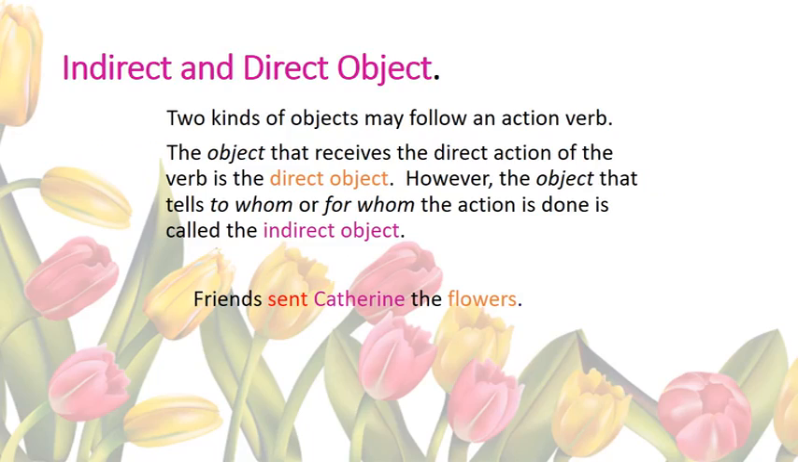Before we move towards the transitive and intransitive verb, you need to know what are the indirect and direct objects, because transitive and intransitive verbs have everything to do with the object of a sentence. Now, two kinds of objects may follow an action verb. The object that receives the direct action of the verb is the direct object. However, the object that tells to whom or for whom the action is done is called the indirect object. For example, friends sent Catherine the flowers. The flowers are the direct object, and Catherine is our indirect object.